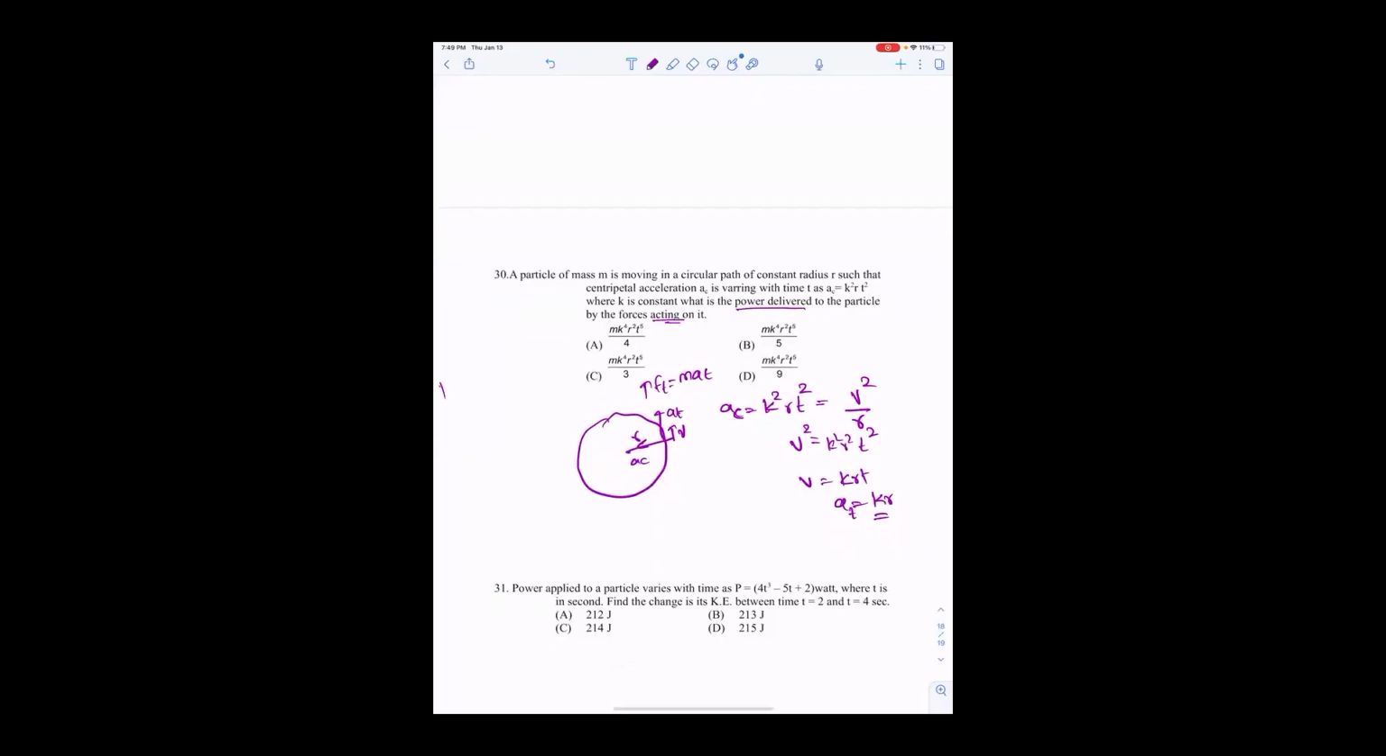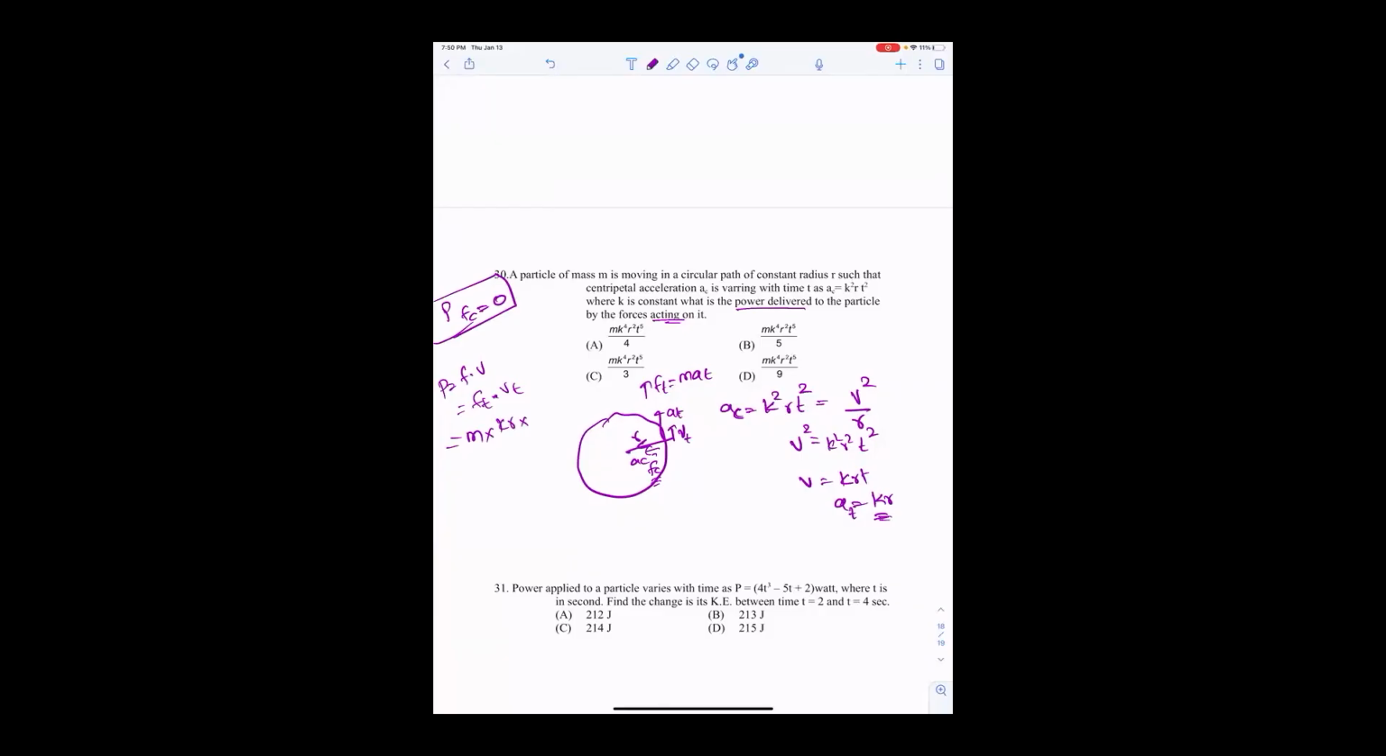Now, when you ask power, power is F dot v, right? Now, due to centripetal acceleration, there is a centripetal force Fc. But the velocity is tangential. So power due to centripetal force is 0 because it is normal to the velocity. So here we should do F tangential dot V tangential, which is cos 0, 1. So F tangential is how much? Mass into acceleration, mass into k into r.